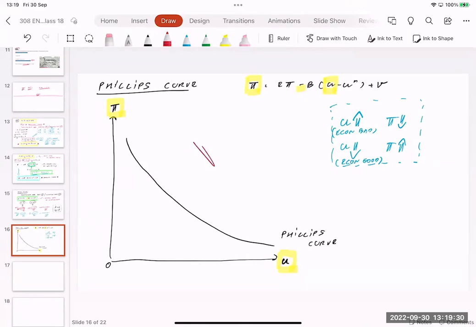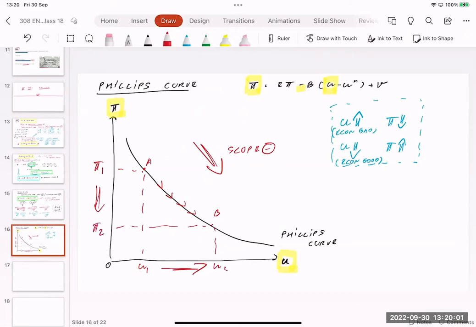The Phillips curve always has a negative slope, because if you see point A to point B, when unemployment is low, U1, inflation is going to be high. Everything becomes more expensive. Moving from point A to point B, if unemployment becomes higher, it means the economy is bad. Everything in the economy is going to be cheaper. There's always a negative relationship between inflation and unemployment. That's it. Next one.